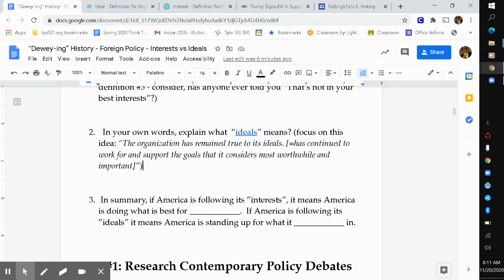To summarize that for me, in summary, if America is following its interest, it means America is doing what is best for blank. If we're following our interest, who are we looking out for? On the other hand, if America is following its ideals, it means America is standing up for what it blank. If we're following our ideals, if we're following what we think is important, what are we standing up for?